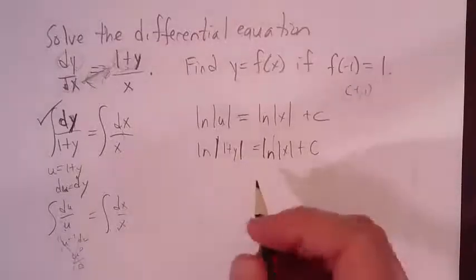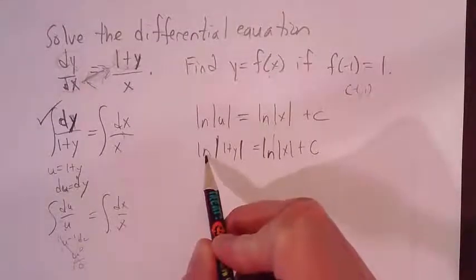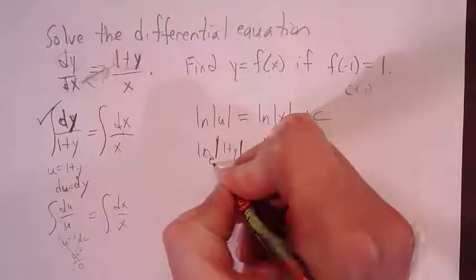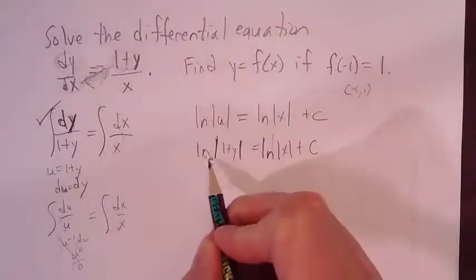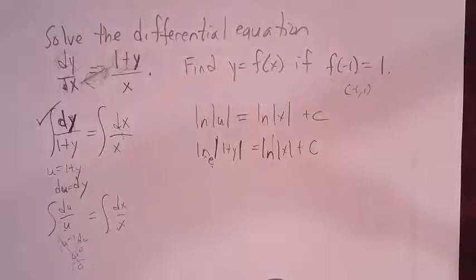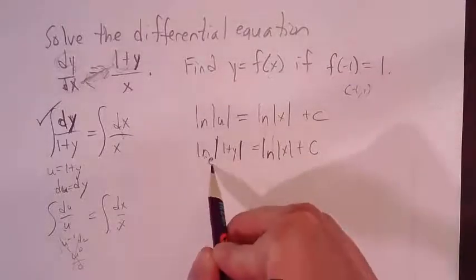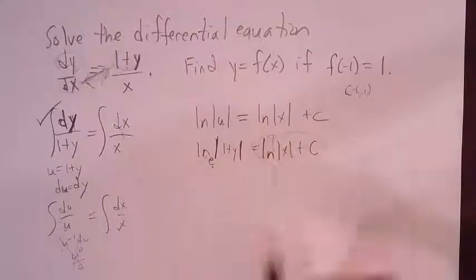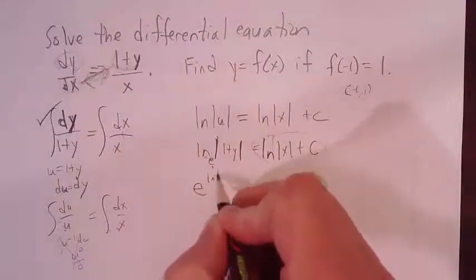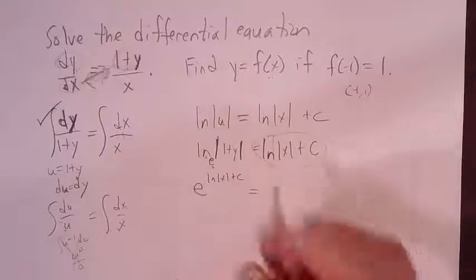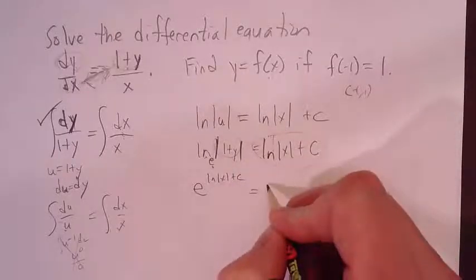A really good way to do that, because we have to get rid of natural log, is to write this exponentially. This is a base of e. Natural log is automatically a base of e. So if I were to write this exponentially, I would have e to this as a power would equal this quantity.